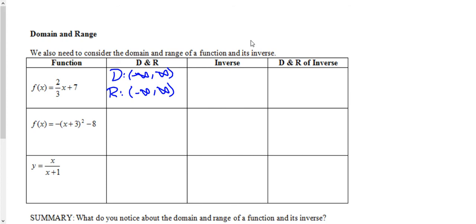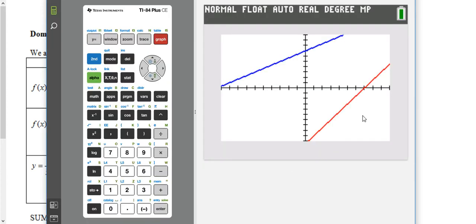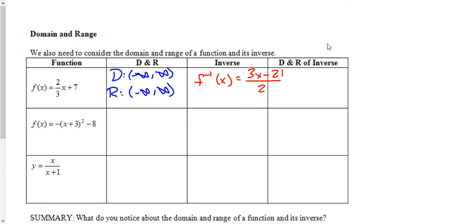My inverse function, we did figure this out earlier. The inverse function here was this guy here, this equation of 2 in the denominator, 3x minus 21 in the numerator. And again, we already graphed this earlier. That's my line here. It's just a straight line again. So again, my domain and range for this one, domain and range of the inverse. My domain is also negative infinity to positive infinity. And my range is from negative infinity to positive infinity as well. So there's no changes at all for a straight line.